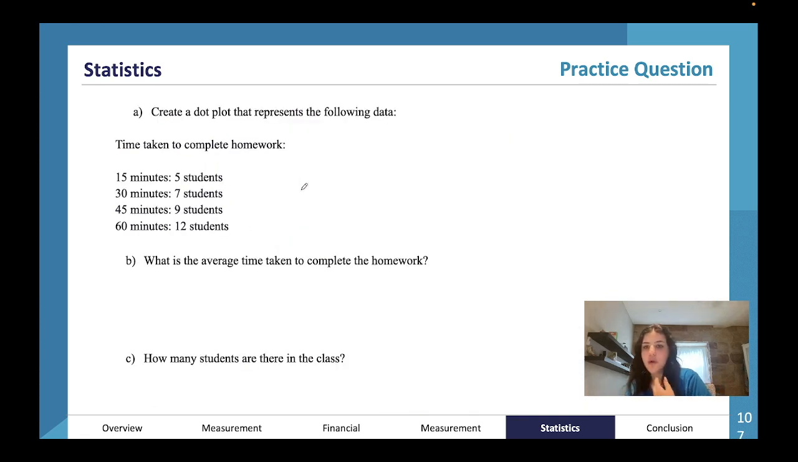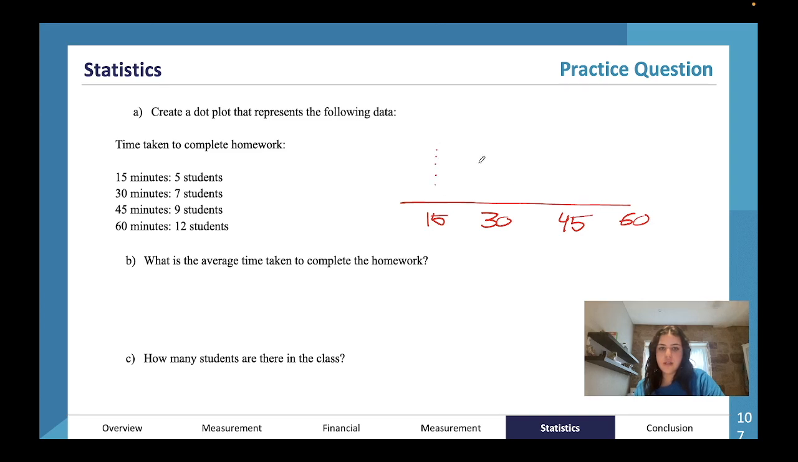Okay, we're going to create a dot plot that represents the following data. Time taken to complete homework. So there's 15 minutes, 30 minutes, 45 minutes, and 60 minutes. So 5 students take 15 minutes. 7 students take 30 minutes. 9 students take 45 minutes. And 12 students take 60 minutes. So then we have a number of dots. It should be evenly spaced, with this one the lowest, then they should go up like that, but it's hard to do it on a computer, obviously.